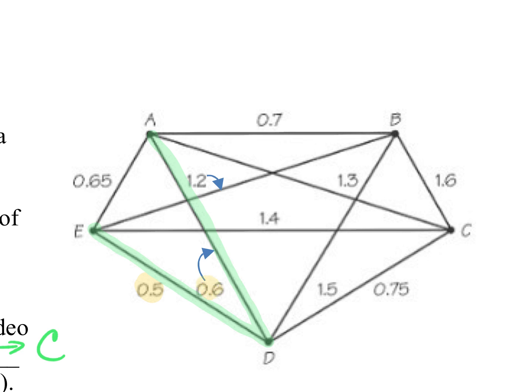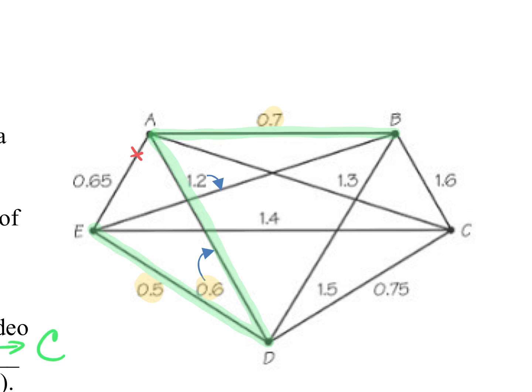And then what is my next cheapest edge? Well, E to A, 0.65. What does that do to me? It closes it. It creates a circuit. We cannot have a circuit in spanning trees. A tree does not contain a circuit. So that is not an option. You cannot do that, so you look at the next one. It would be AB, that 0.7. That is one that we would take. It connects B to the rest of the services.